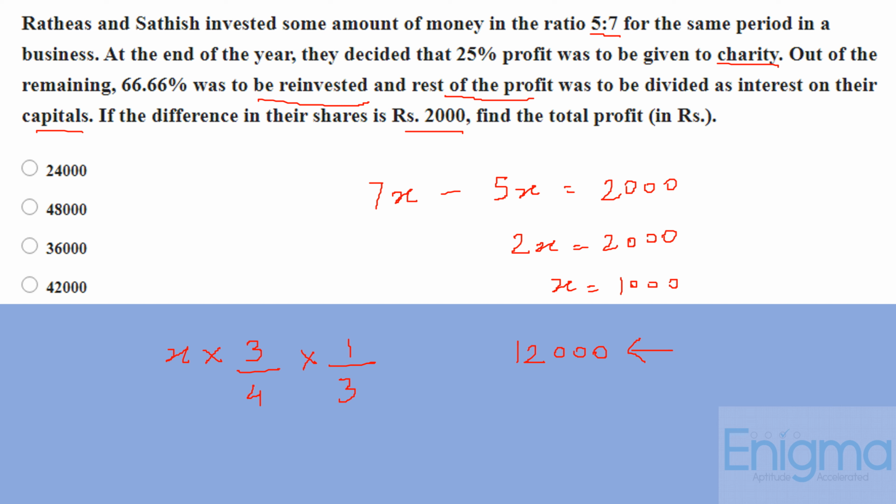So we can say like this. So the equation becomes like this and we can solve it. So the total profit is 12,000 into 4, that is 48,000.